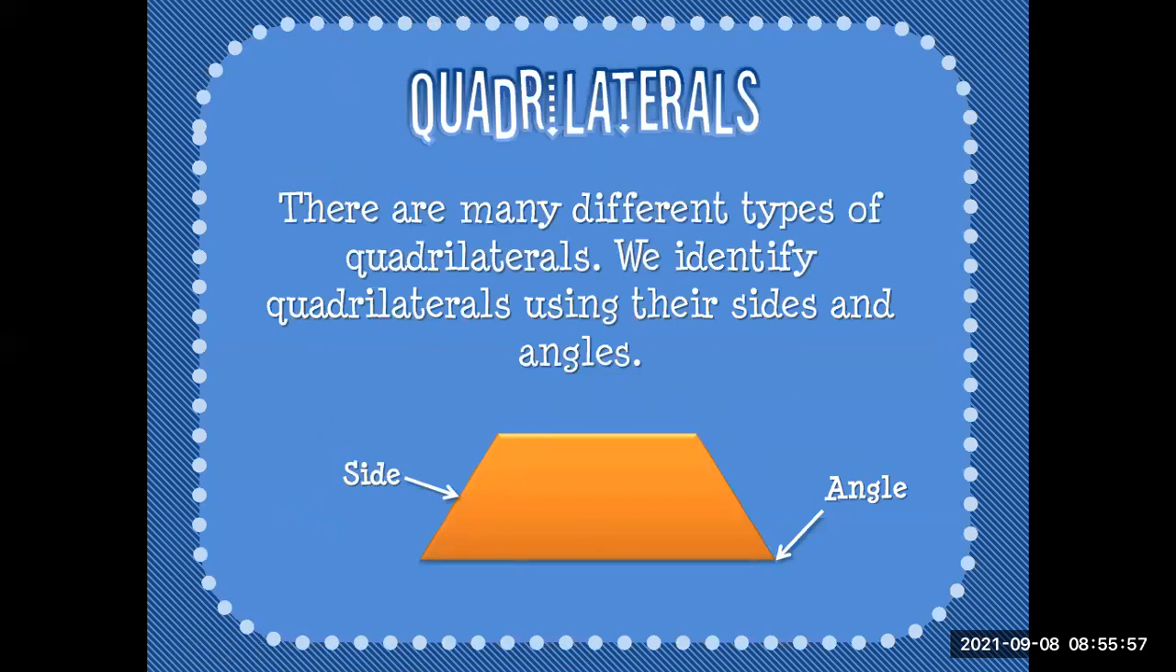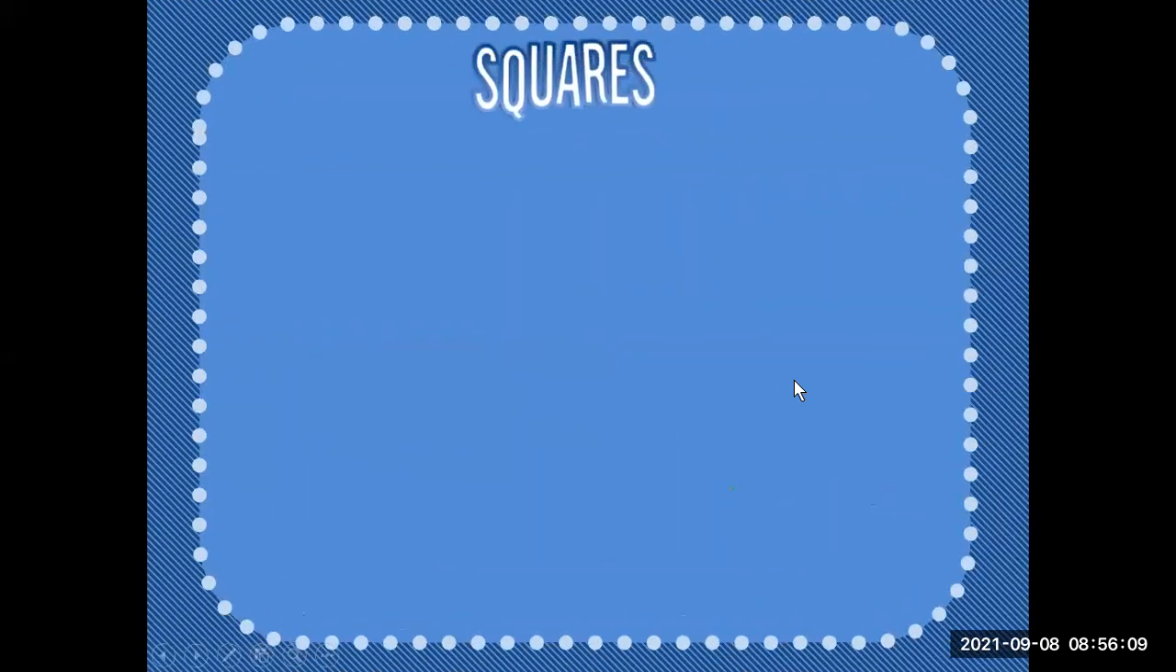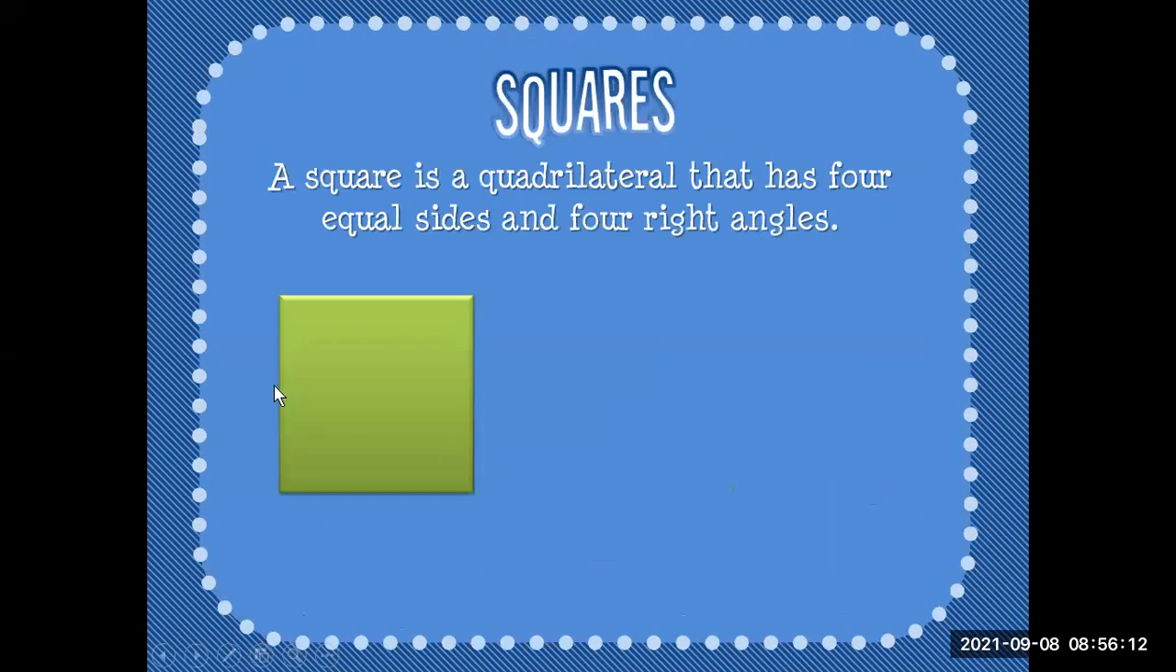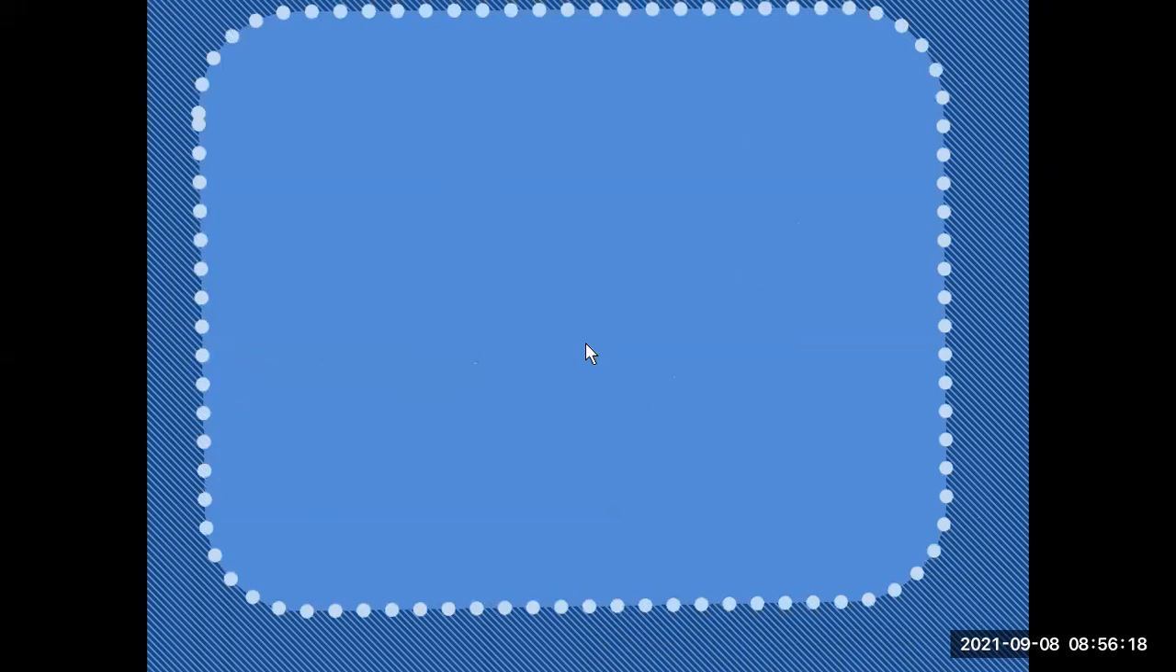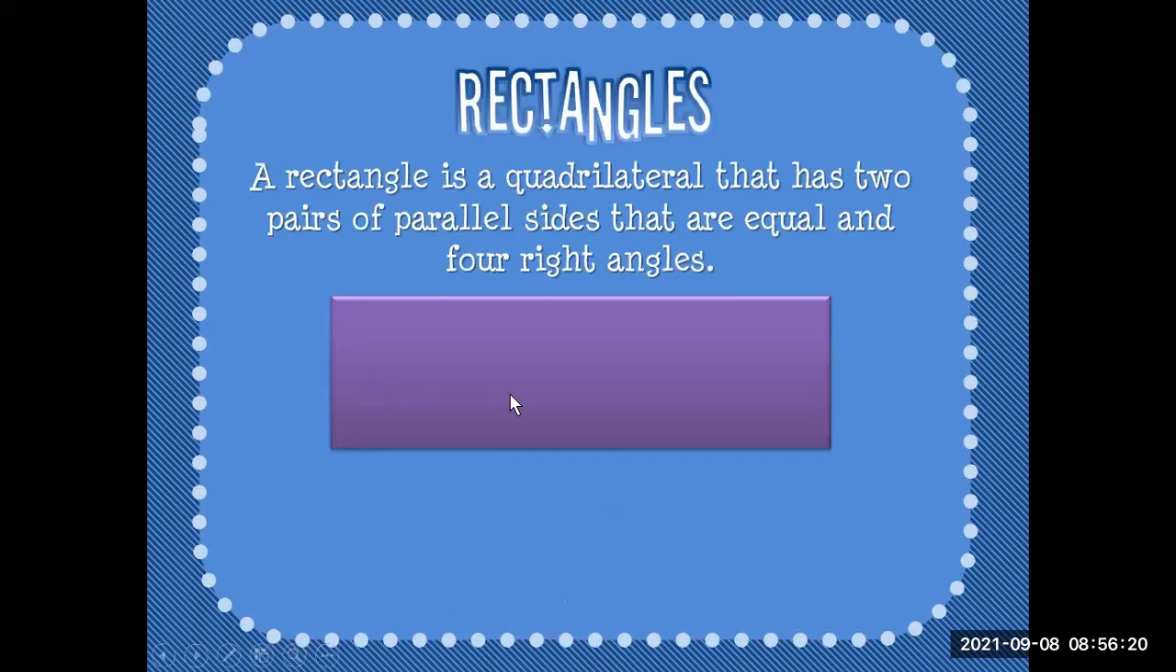First, a quadrilateral has four sides and it's a closed figure. It's called a four-sided closed figure. What is a square? How do we identify it? All sides are equal and all four angles are 90 degrees. This is a rectangle: two opposite sides are equal and all four angles are 90 degrees.